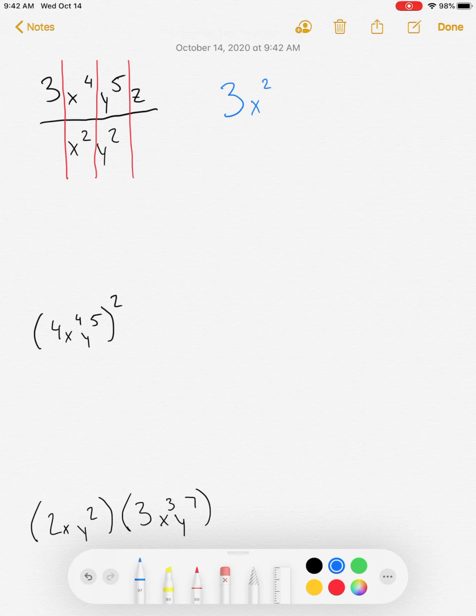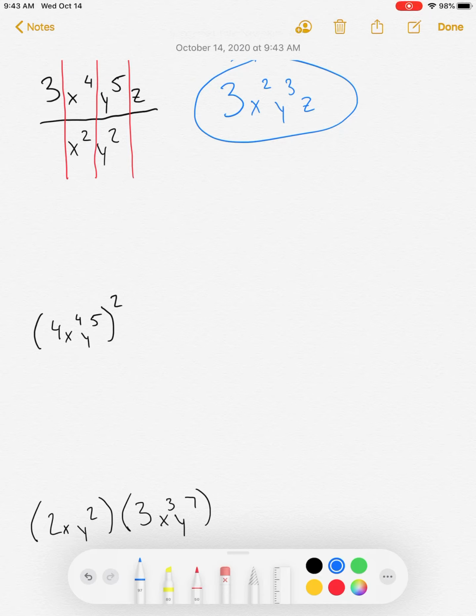And then for our y's, we have y to the fifth divided by y squared. So we're going to subtract those exponents as well. So we're left with y to the third. And then z has nothing below it, it's just its own thing, so we copy the z down. And we're left with 3x squared y to the third z for our answer. So we're doing the same thing we've been doing, we're just piecing it all together and doing it all in one problem.